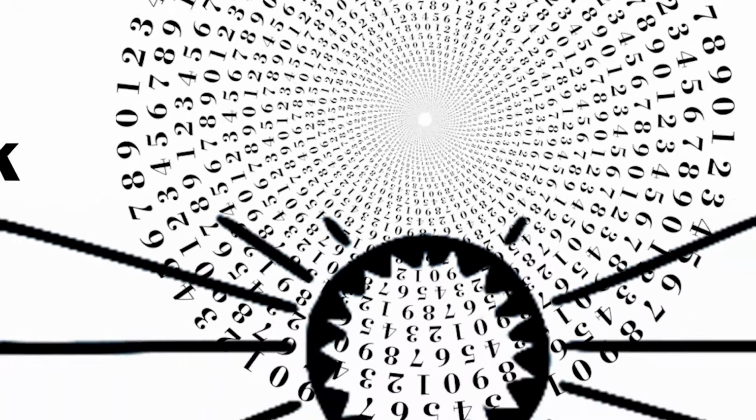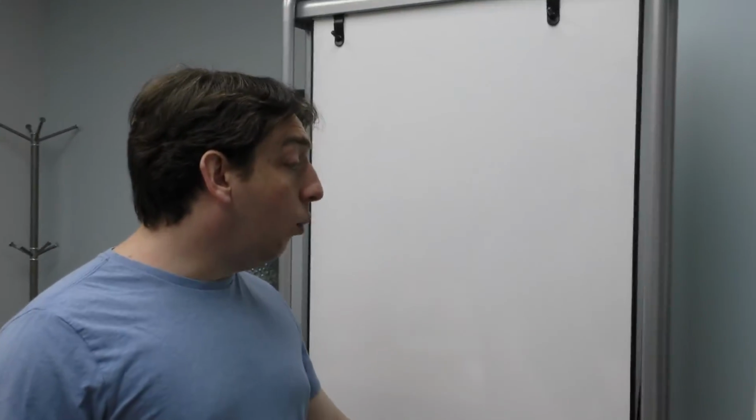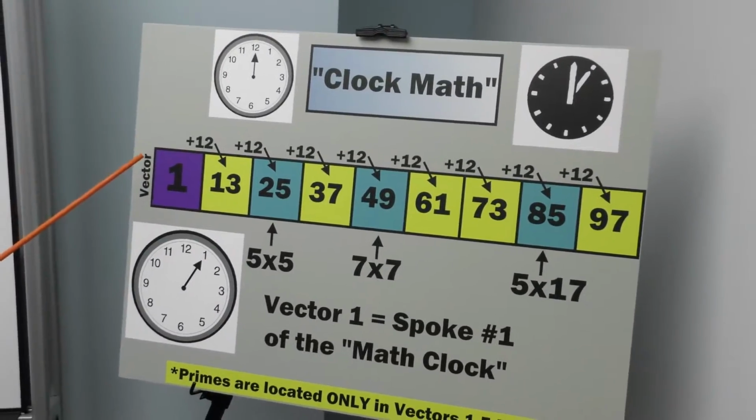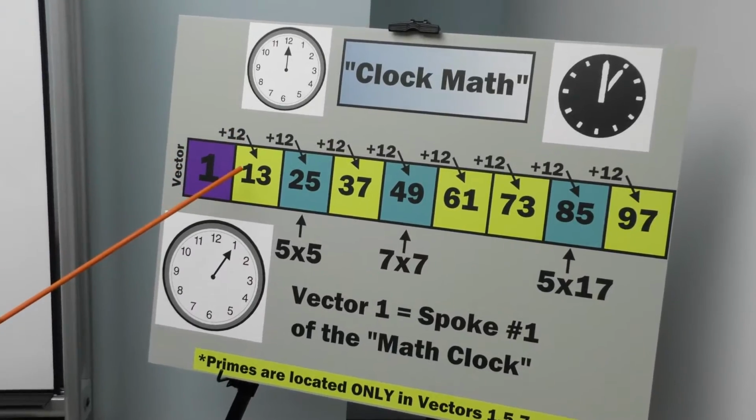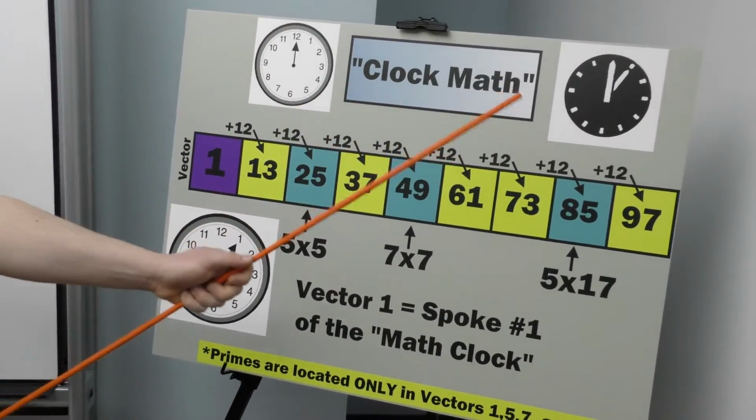Looking for large primes? No worries. You'll find large primes down Clock Math Road. So now we're looking at 1 o'clock, which is vector 1. We add 12 to get to 13, add 12 to get to 25, and we keep adding 12.